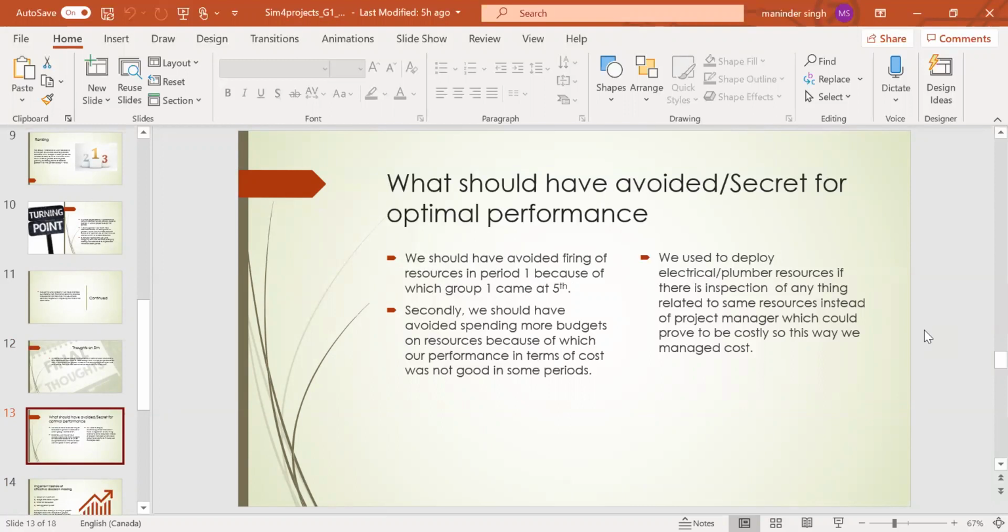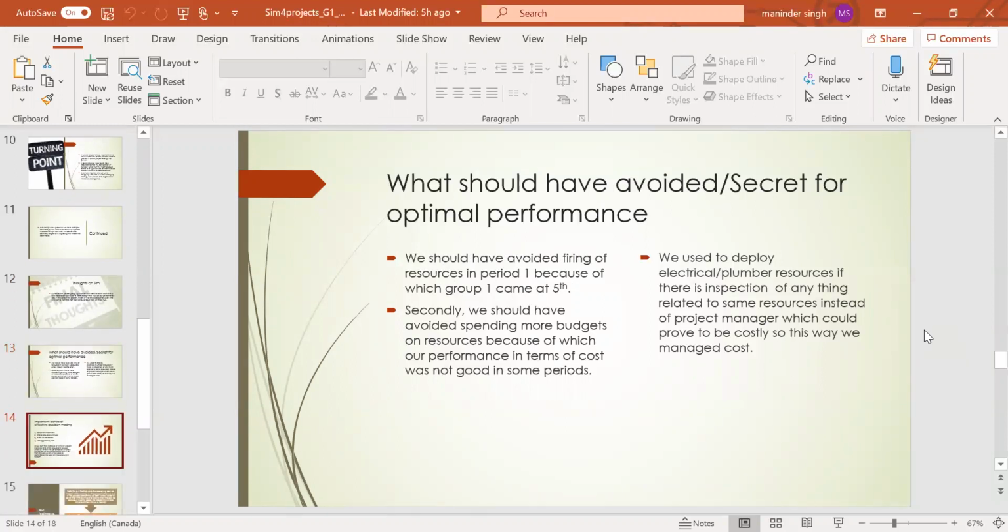So actually, we used an electrician and a plumber for their inspection field instead of a project manager, and this proved to be very beneficial for us as we were able to save money. As you know, a project manager will take more money as compared to the plumber and electrical resources. So this is the way.